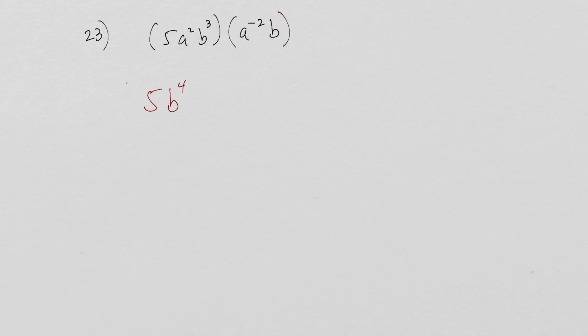All right, number 23, last one. We have 5a squared b cubed times a to the negative 2b. So when we multiply this, 5 times 1 is 5. And then we have a to the positive 2 and negative 2. That's a to the 0, which is 1. And we don't include a factor of 1. And then we have b to the 3 and b to the 1. It gives us b to the 4. And that's our final answer.